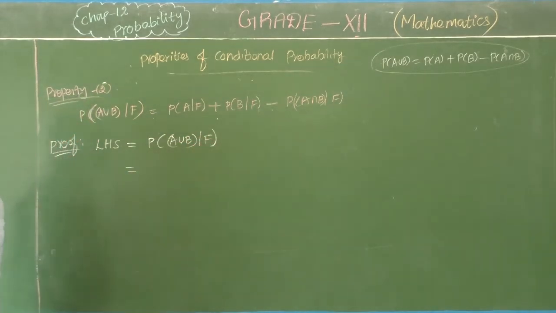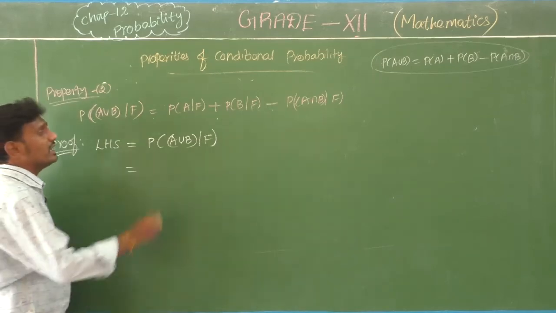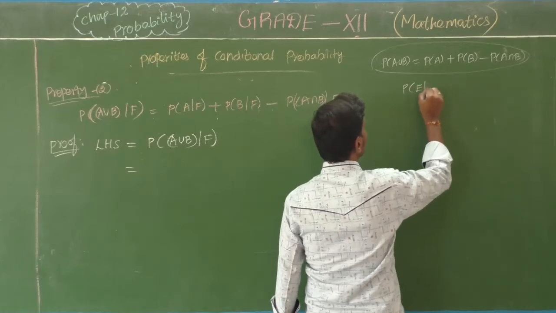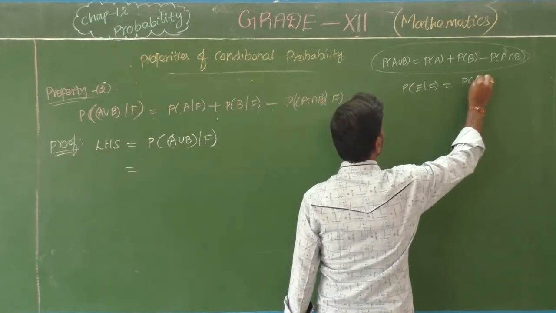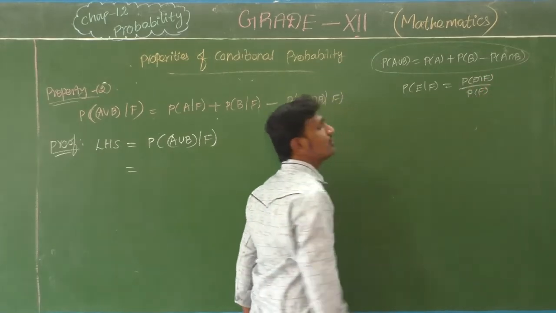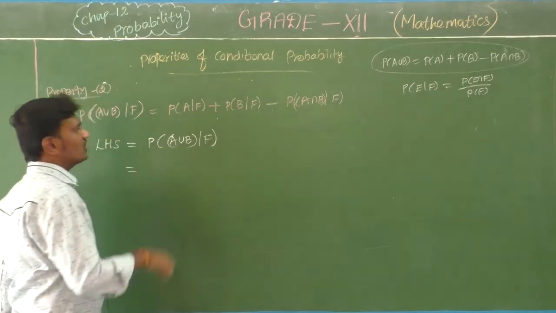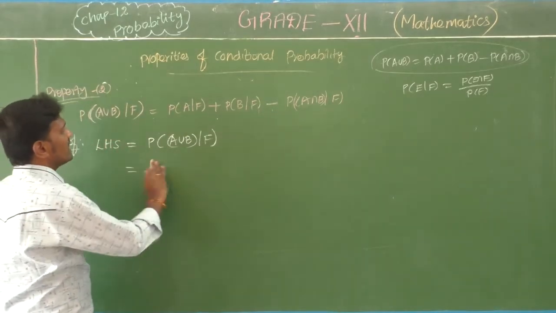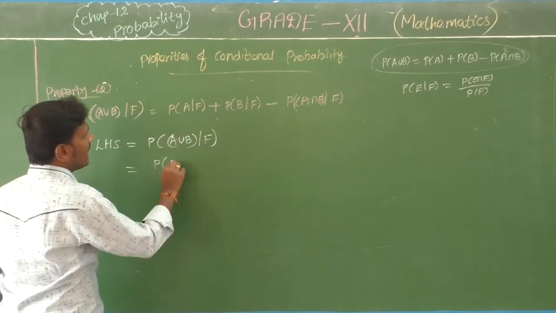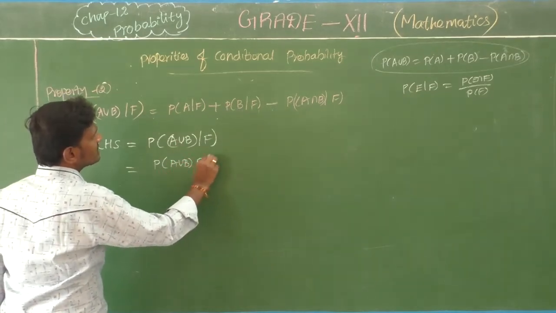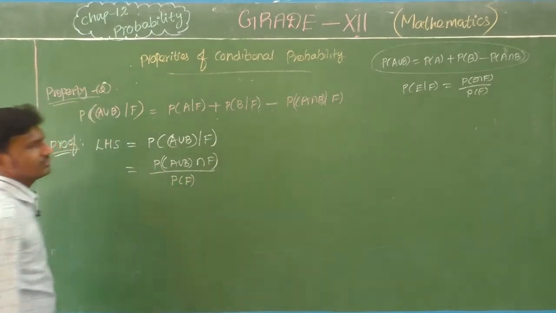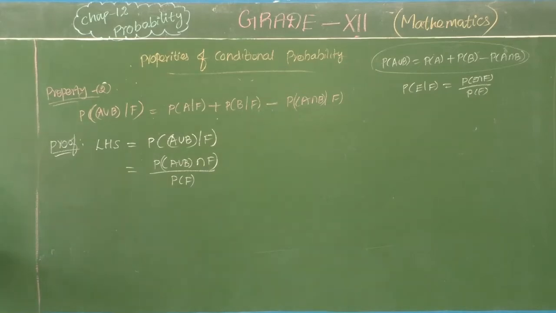Now using the conditional probability, what is the formula? P of E by F is equal to P of E intersection F whole divided by P of F. So use this conditional probability to expand this to get P of A union B intersection F whole divided by P of F.